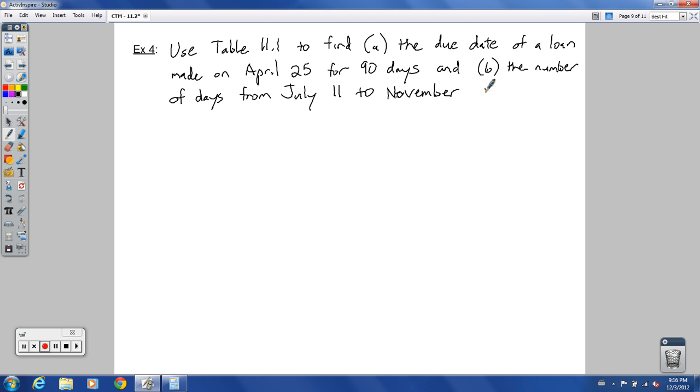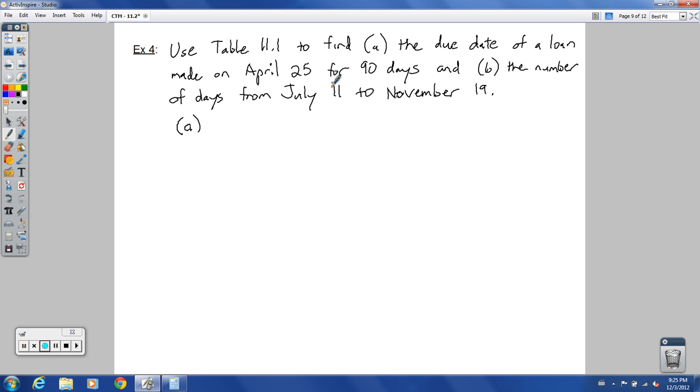Now, if you ask yourself, what the heck is table 11.1? What are you talking about? That's a great question, because I haven't shown that to you yet. So let me bring that up just a second. Right, so here's part A. We're talking April 25 and then 90 days after that. So what's the due date? What is 90 days after April 25th?